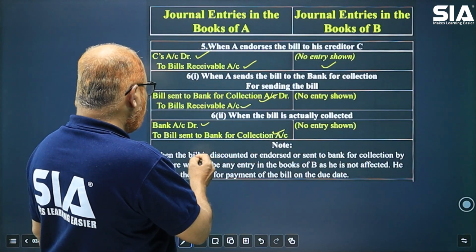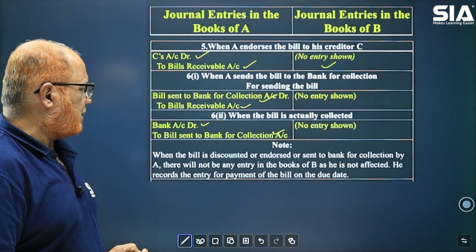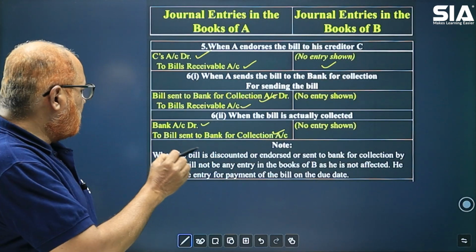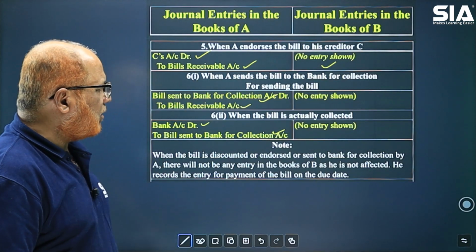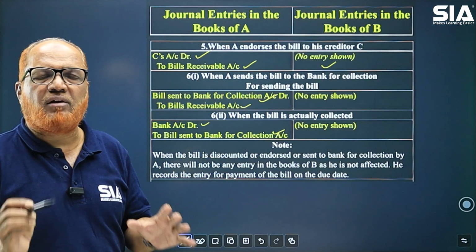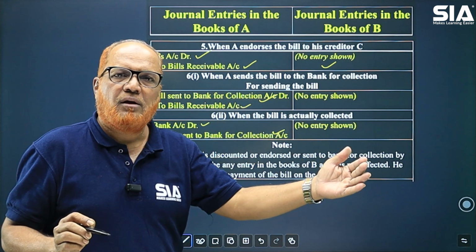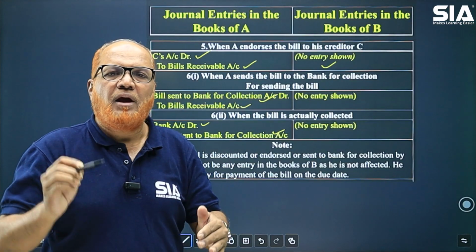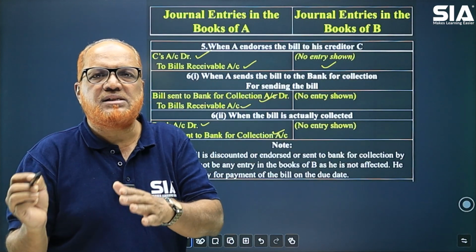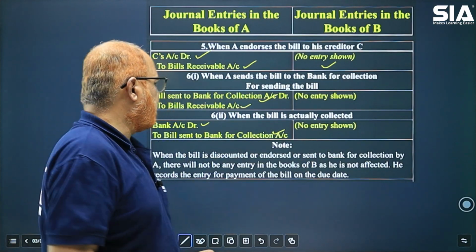Now, when the bill is discounted or endorsed or sent to bank for collection by A, there will be no entry in the books of B as he is not affected. He records the entry for payment of the bill on the due date. So one note is also given here, a special and very important note. No entry in the books of drawee when the drawer has endorsed the bill, discounted the bill, or the bill is sent to bank for collection. No entry in the books of B.